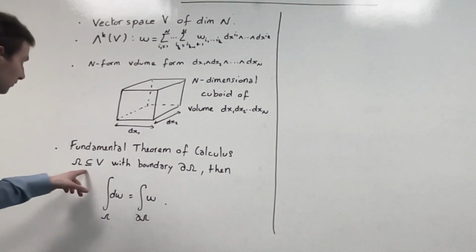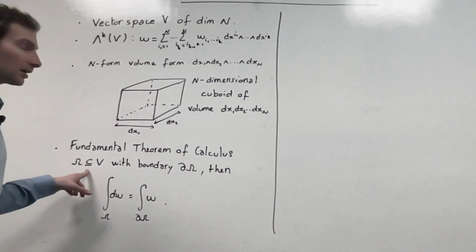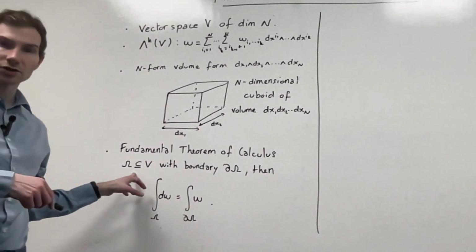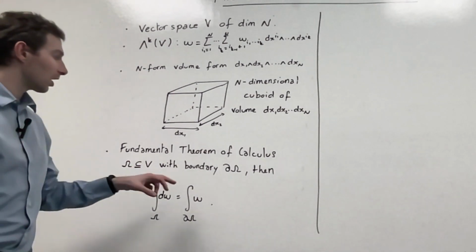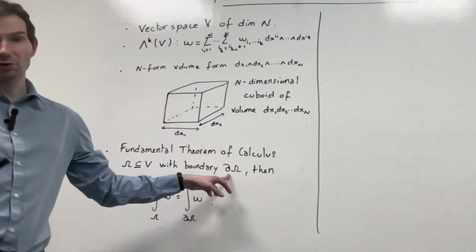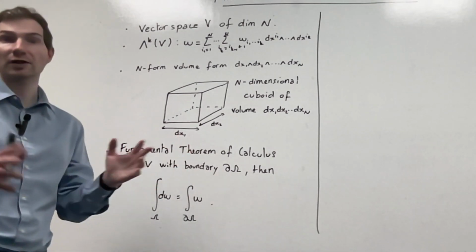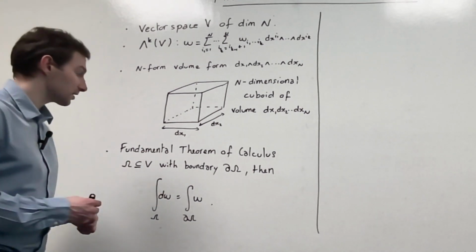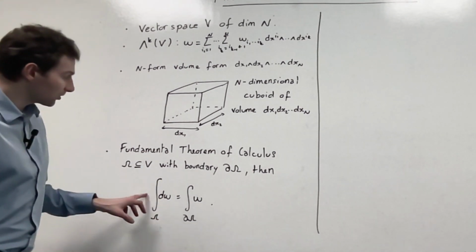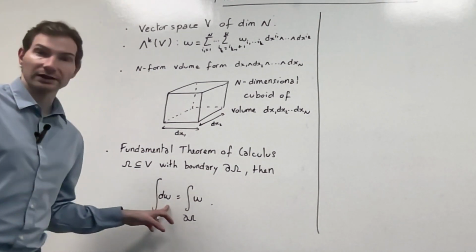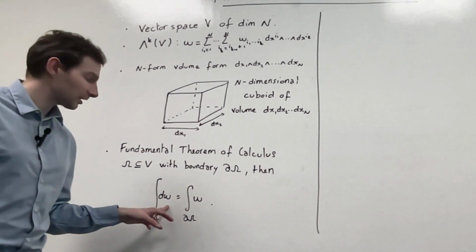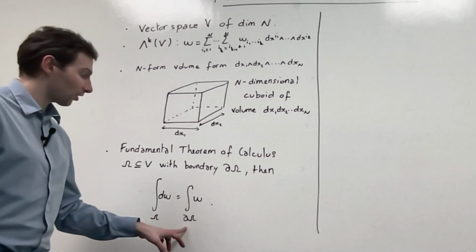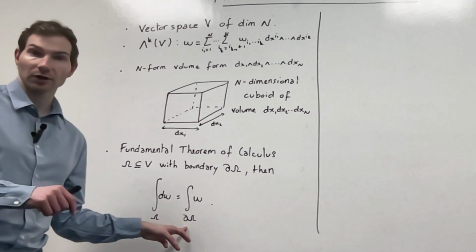And the way it reads is that if you've got a domain, omega, that is in a subset of the vector space, and it has boundary d omega, which is also a subset of that vector space, not necessarily, by the way, a vector space itself. It can be a subset that is not a vector space itself. Then the integral over omega of d omega, where d is the exterior derivative of omega, is equal to the integral of omega over the boundary.